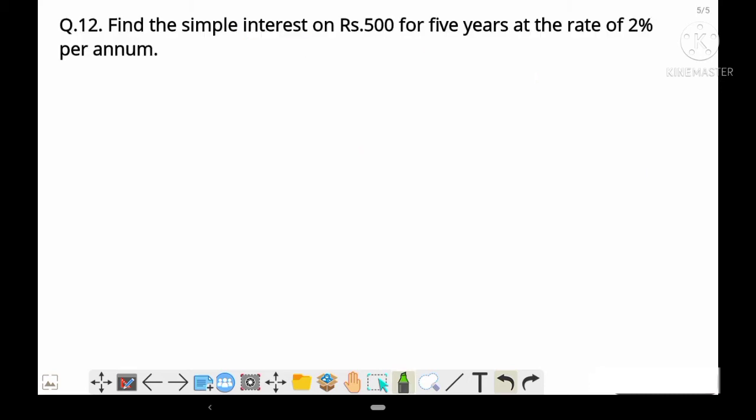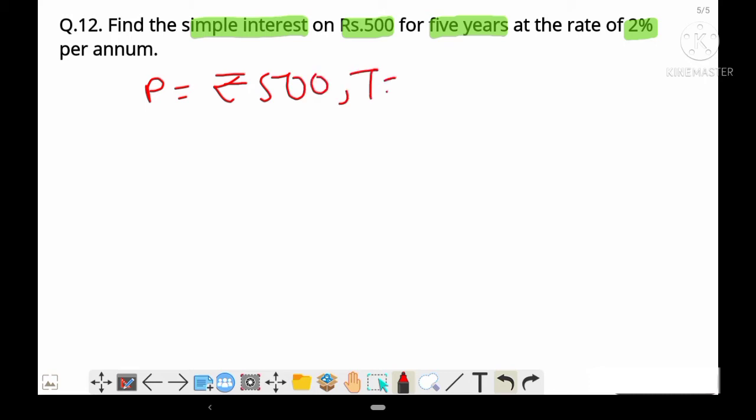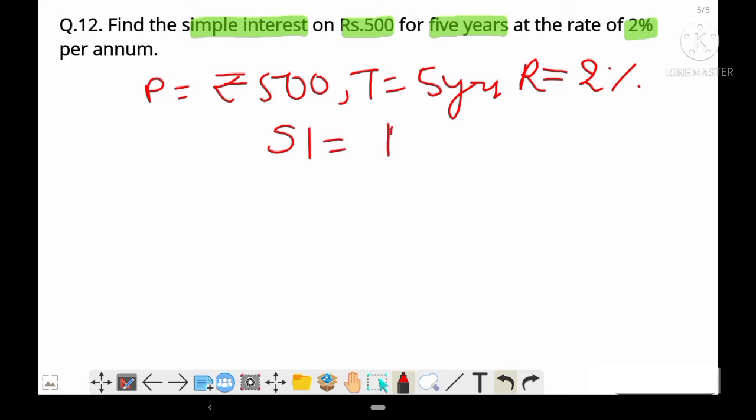Okay, so हमारे question number 12 में we need to find simple interest on rupees 500 for 5 years and rate 2%. मीन्स यहाँ पे हमारा प्रिंसिपल है ₹500, टाइम है 5 years and rate of interest है 2%. So you all know what is the formula of SI, and if you don't, so please remember SI is equals to P into R into T by 100.